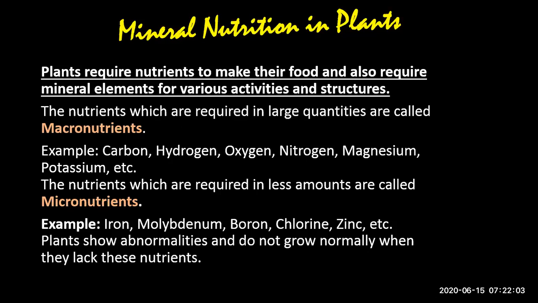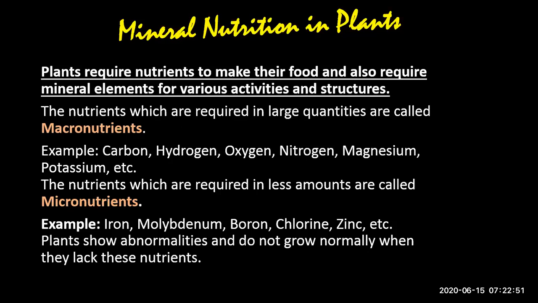As you can see, if you have studied the definition of organic chemistry in chemistry class, you know organic compounds are mostly made up of carbon, hydrogen, and oxygen. So they are present in most of the nutrients. Then nitrogen, magnesium, and potassium are also required in large quantities. While the nutrients which are required in less amounts are called micronutrients. Examples are iron, molybdenum, boron, chlorine, zinc, etc. So these are micronutrients and macronutrients.